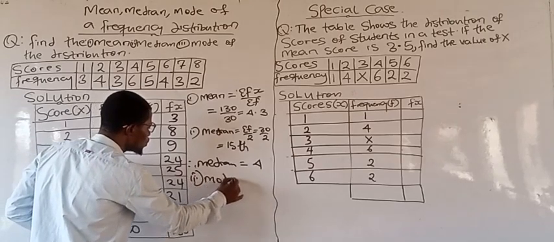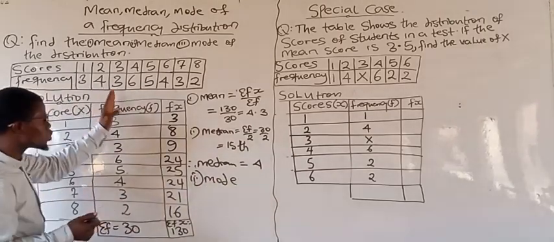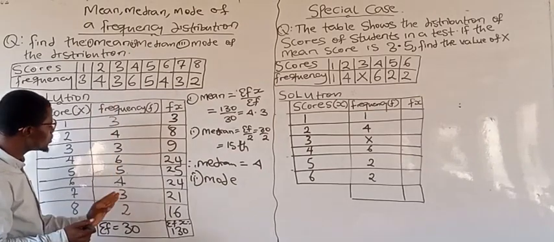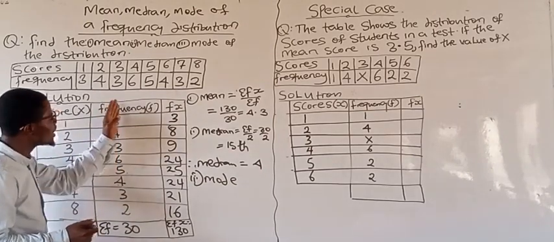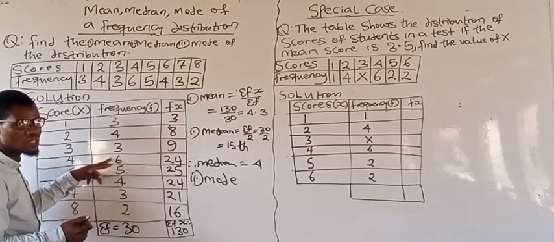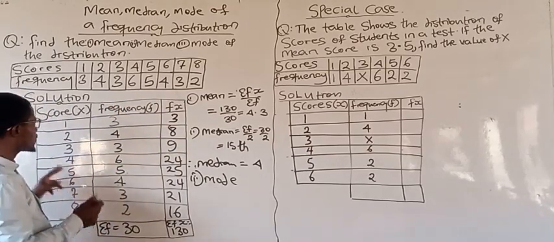Now to calculate our mode, very easy. Just come back to your frequency table. Once you get to your frequency table, look at the highest frequency. Which one has the highest frequency here? That is 6. And you trace it back to your x value again.